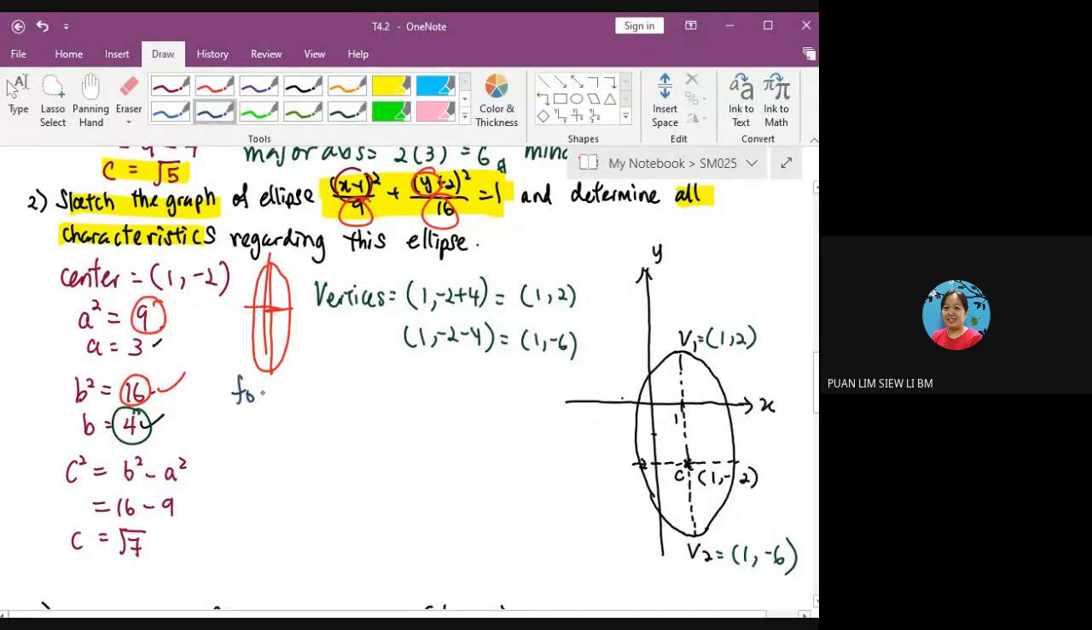Dan kita buat foci. Foci, so koordinat x tu tak bertukar, sebab dia nak atas bawah kan, so koordinat y je yang akan beranjak ke atas ke bawah. So untuk foci, -2 tambah c, so tambah √7, lagi satu, -2 tolak √7. So tak boleh nak kira apa-apa, so just like that.